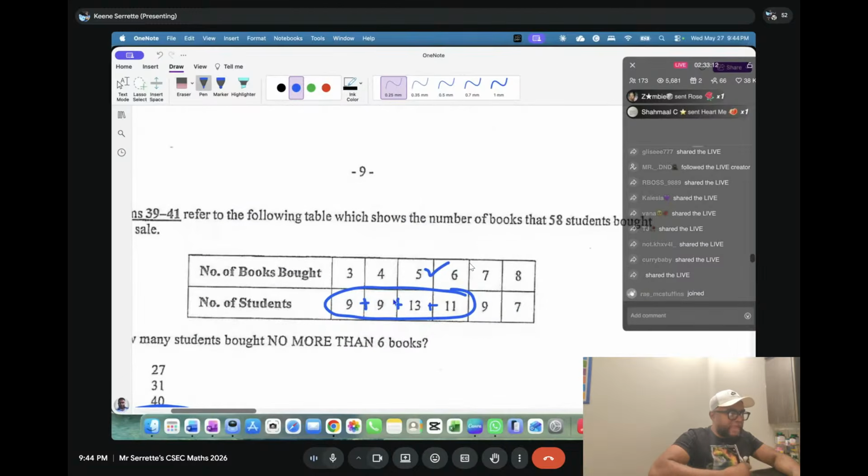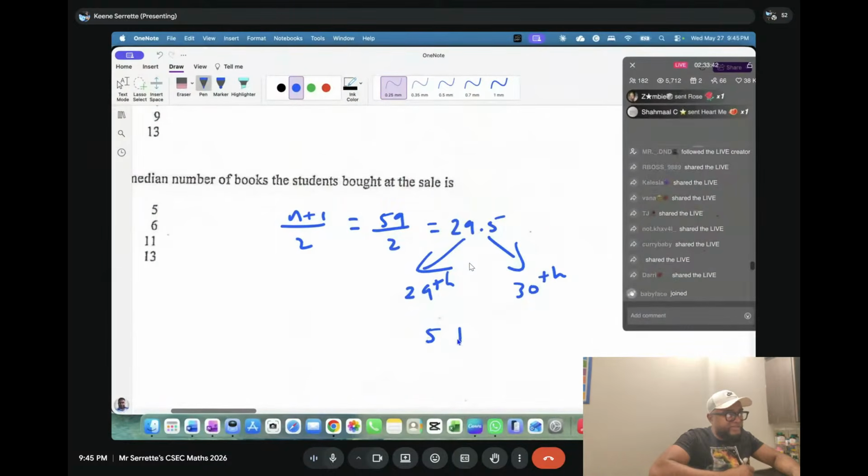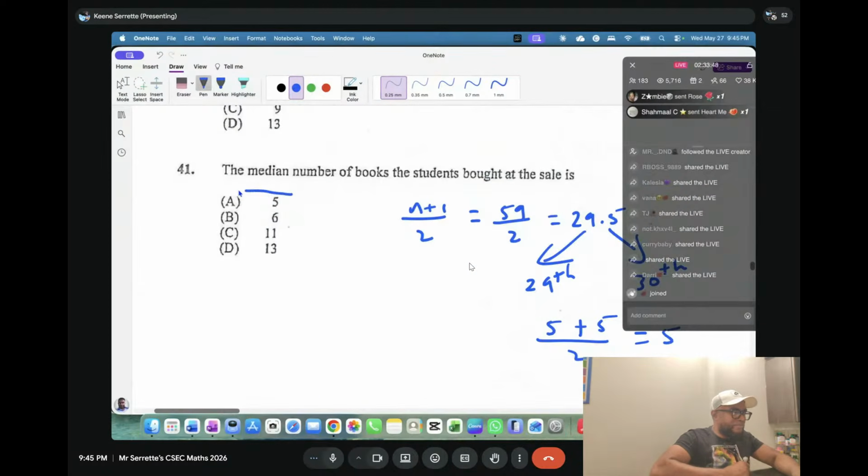Right? So 29, what are we doing? 9 and 9, 18. 18 and 13 is 31. So this means that the 31st student got a 5, the 30th student got a 5, and the 29th student got a 5. Right? All of them bought 5 books. Okay? So it's actually just going to be 5 plus 5 divided by 2, which is 5. 5 is my median.